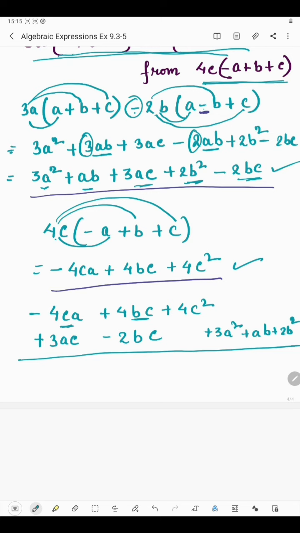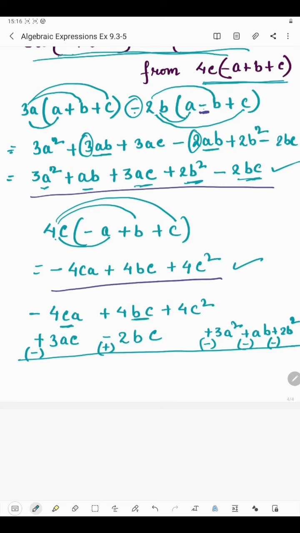Now we will subtract these two expressions. Now at first we will change the sign. So here plus sign will become minus sign, here minus will become plus, here plus will become minus. While changing the sign, you always change the sign of the second expression. Okay, now here this plus will become minus and this plus also will become minus. Okay, now we will do this subtraction.